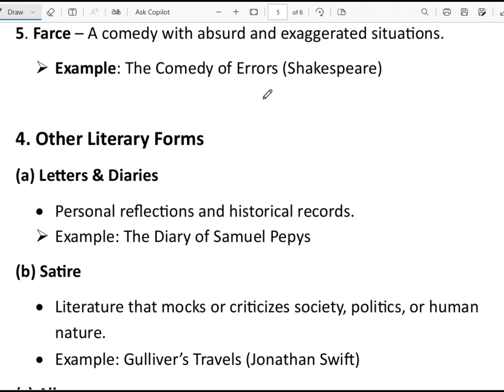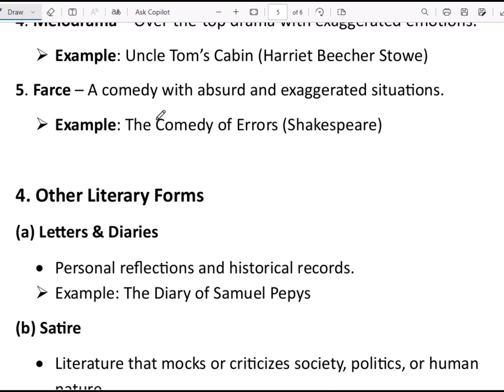Now let's talk about farce. So farce is a comedy with absurd and exaggerated situations. For example, The Comedy of Errors by Shakespeare was a farce comedy.